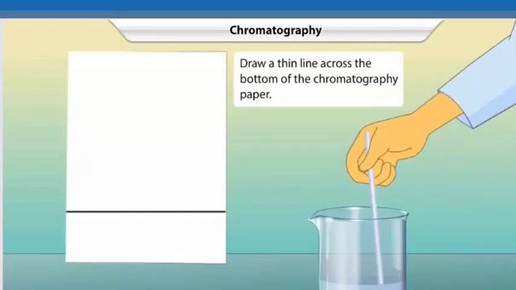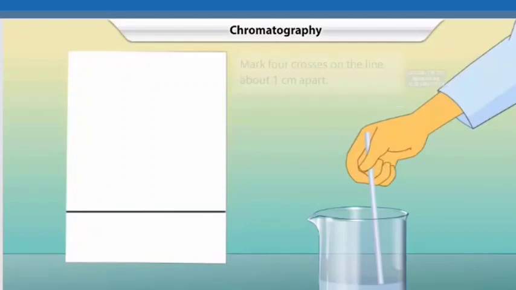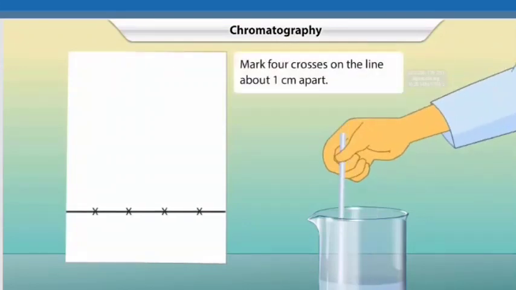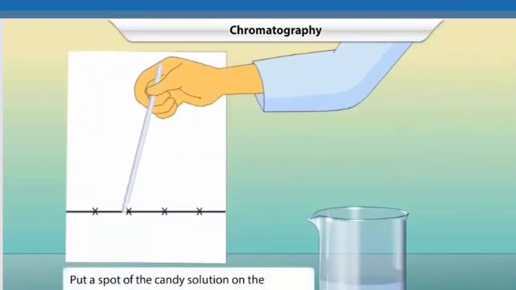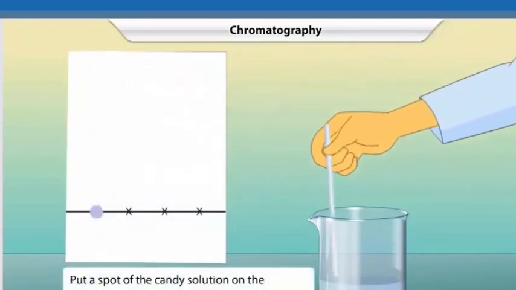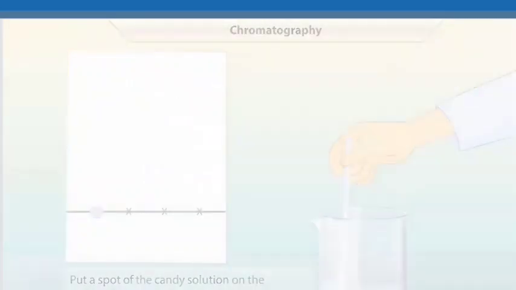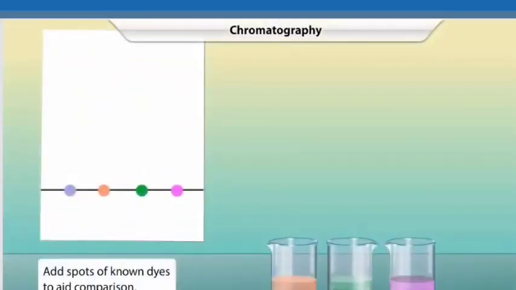Draw a thin line across the bottom of the chromatography paper, approximately 3 centimeters above the lower edge. Mark 4 crosses on the line, about 1 centimeter apart. Put a spot of the candy solution on the first cross using a glass rod. Then, add spots of known dyes on the remaining crosses to help in comparison.